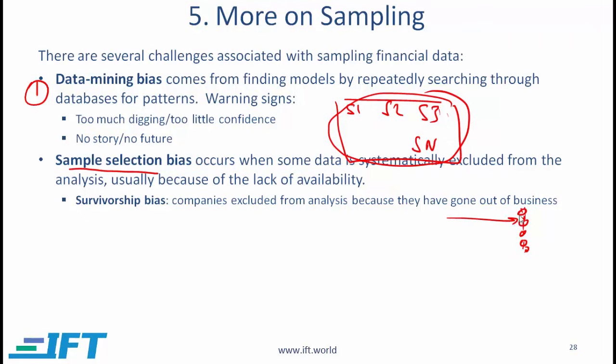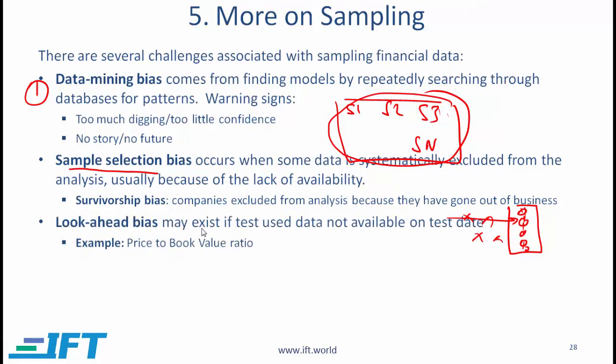What you have done here is systematically excluded the mutual funds that have gone out of business over the last 5 years, and hence your estimated returns will be overstated because you are only considering the survivors, and by definition the survivors will have done better than the mutual funds that did not survive.